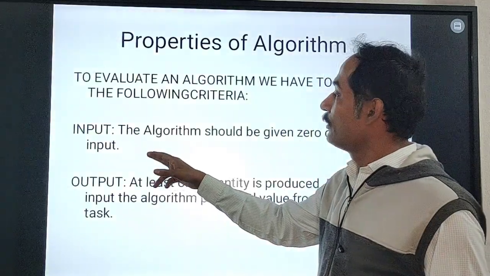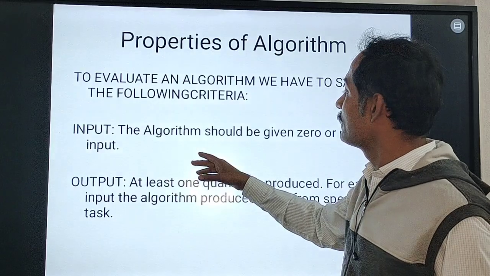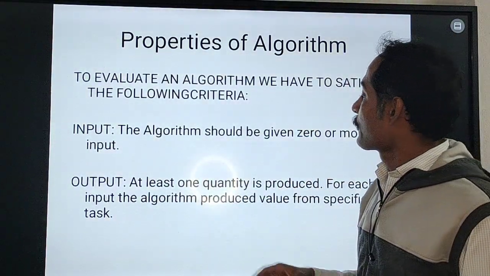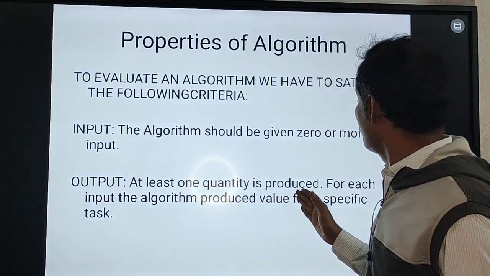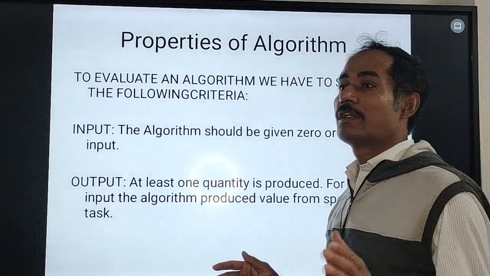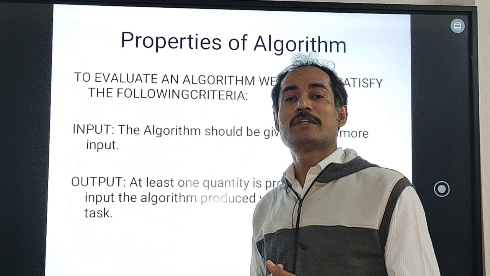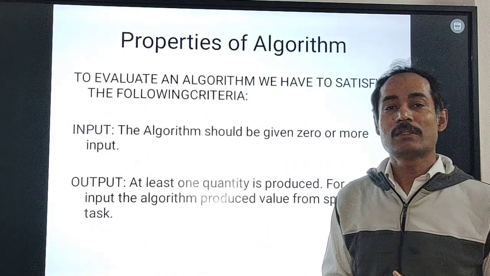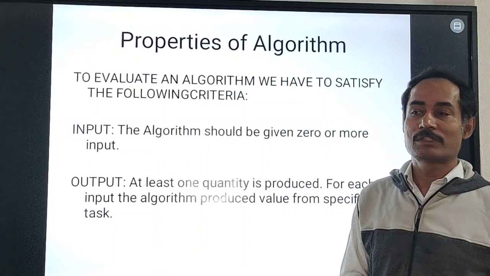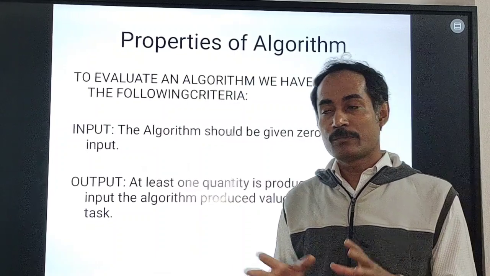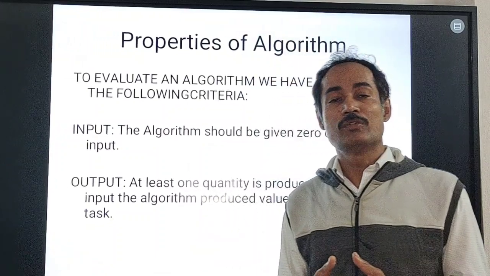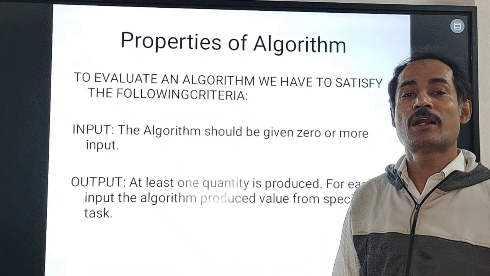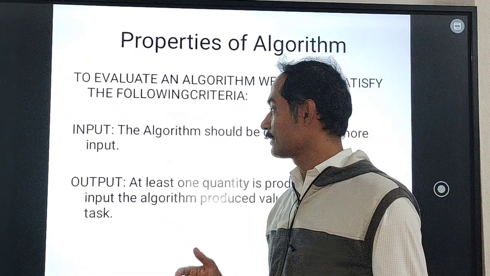So the first point which we will consider here is input. The algorithm should be given zero or more inputs, and at least one output quantity is produced. That is, towards the solution we will generate at least one output, and there may be a situation where we have more than one output. For example, in some interactive approach, we may have a number of outputs in different time slots for a particular given task.